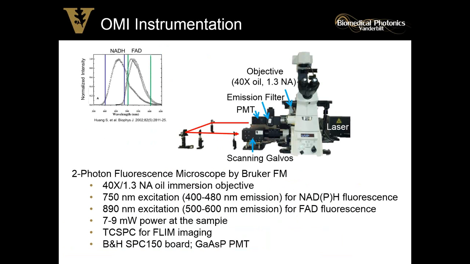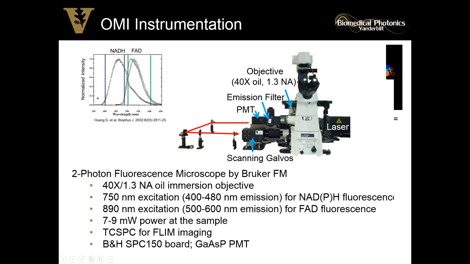So Mohammed also went over the instrumentation quite well. I just want to tell you what we used for excitation wavelength: 750 nanometers for NADH, 890 nanometers for FAD. Remember, these are two-photon excitation wavelengths. I've shown their emission spectra here, but remember that NADH and FAD have very different excitation spectra. So we've shown with specific metabolic perturbations that we are able to specifically look at NADH and FAD contributions.